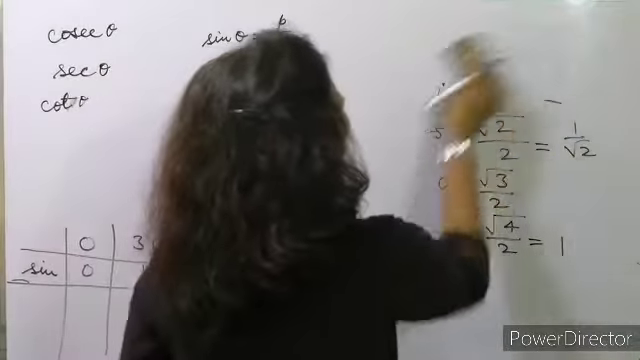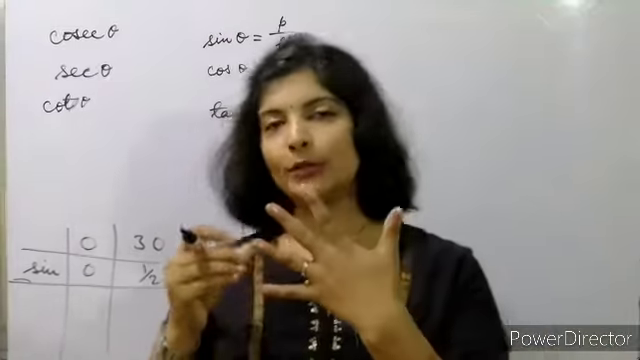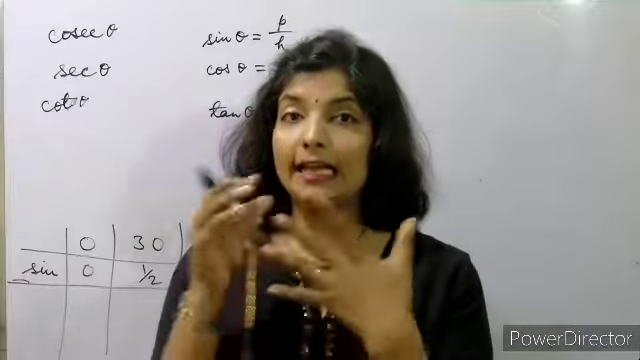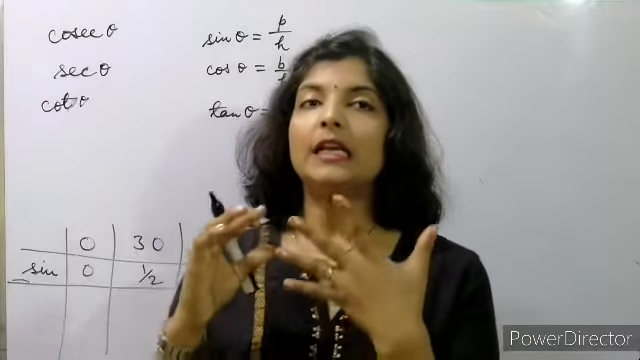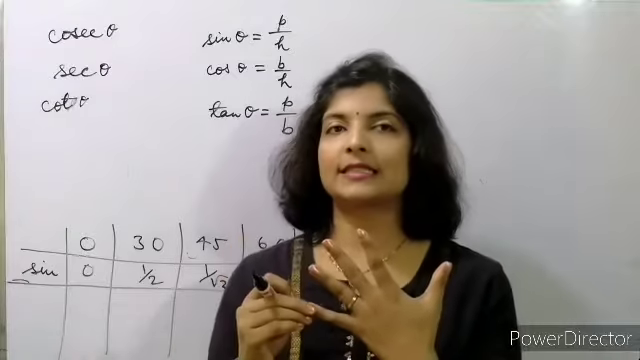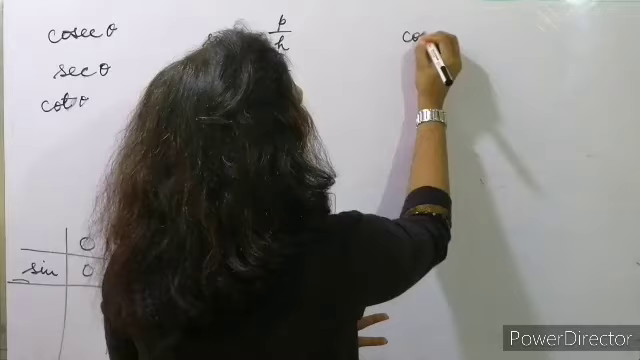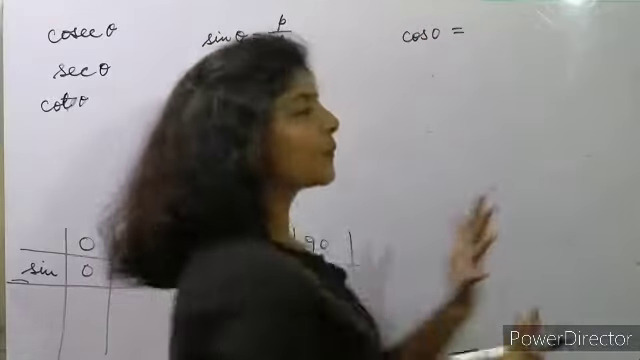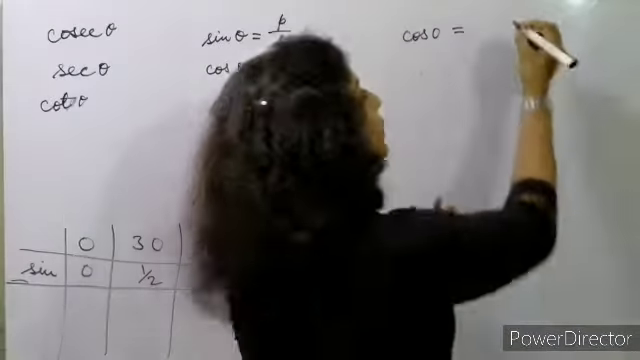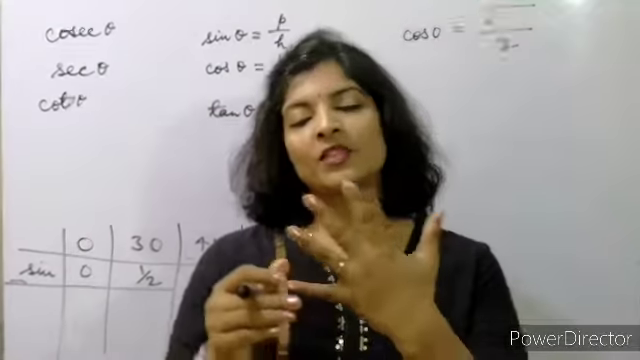Now what we have to do? We have to find out the value of cos. Again 0, 30, 45, 60 and 90. Here what we have to do? Root under the number of fingers above this, divided by 2. Okay, so first of all, we'll write for cos 0. Cos 0 ke liye kya hoga? Root under something divided by 2. So what will be the something?